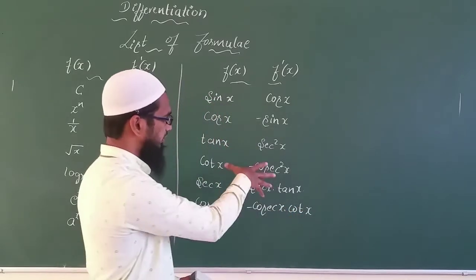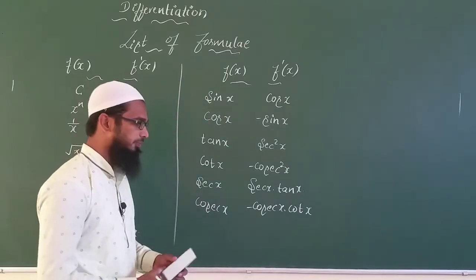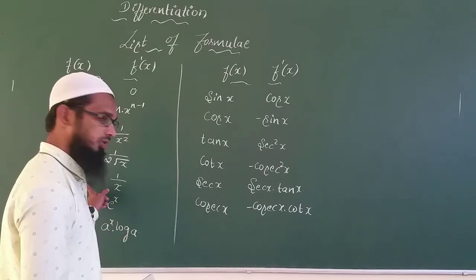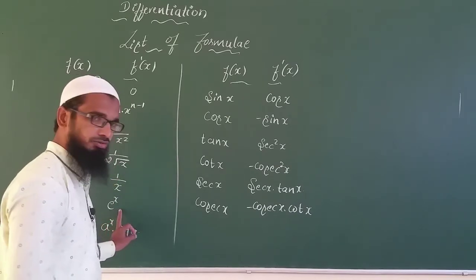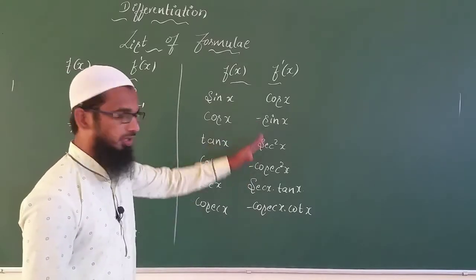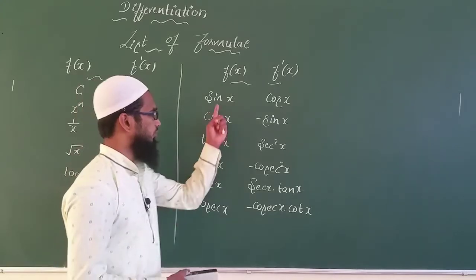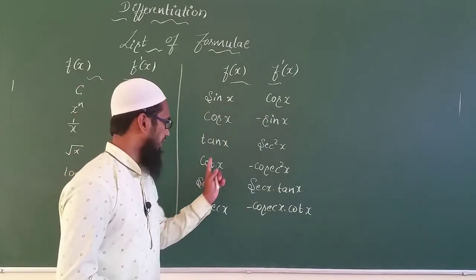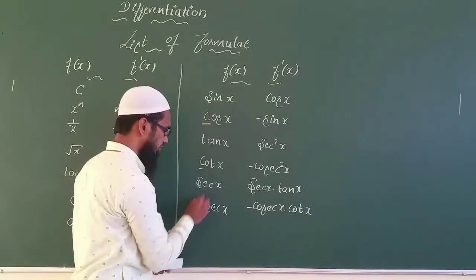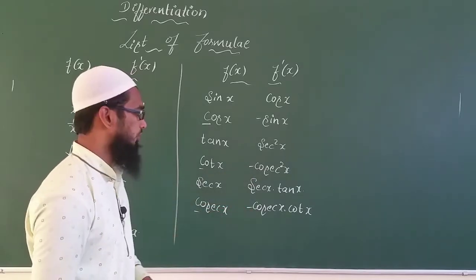All these six functions are called trigonometric functions. We can see that this one is a logarithmic function, there are exponential functions and algebraic functions, and these are the trigonometric functions. To remember this: sine gives cos x, but for cos, cot and cosecant, the derivative has a minus sign.